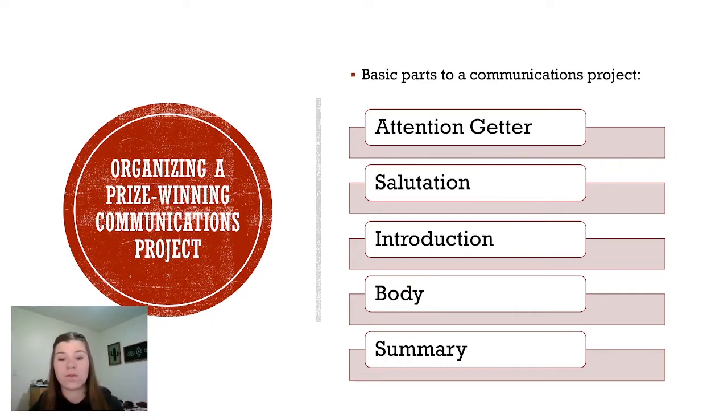So there's 5 basic parts of your communication project. It doesn't matter if you're doing a speech or a presentation. When you're planning out either one of those, you still should include these 5 areas and organize your delivery this way, in my opinion. So I really like to start off a speech or presentation with an attention getter. So you really want to lock in your audience's attention. You really want to get the judges to kind of be intrigued on what you're about to say.